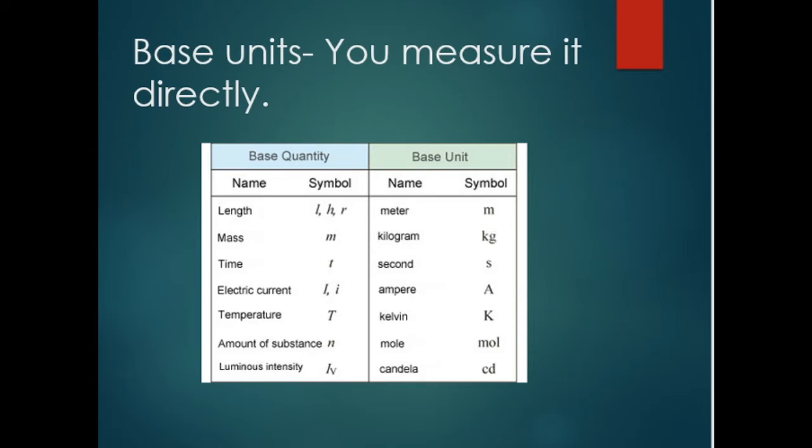What's new when you deal with chemistry is the amount of substance, which has the symbol N, which stands for mole. Mole is the base unit for the amount of substance, and that's important in chemistry because we deal with things that are very small that have lots and lots of numbers.